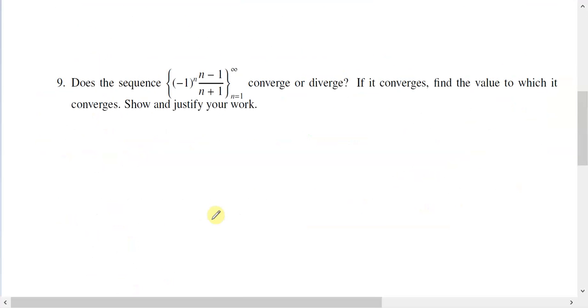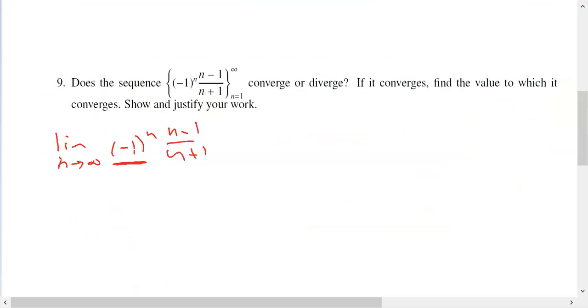Okay, next one says, does this sequence converge or diverge? And if it converges, find the value to which it converges. So don't just give me an answer. Show me what you're doing to work this out. So we know this one's alternating. And we know that what it's asking me to do is take the limit as n goes to infinity of (-1)^n times n over n plus 1.